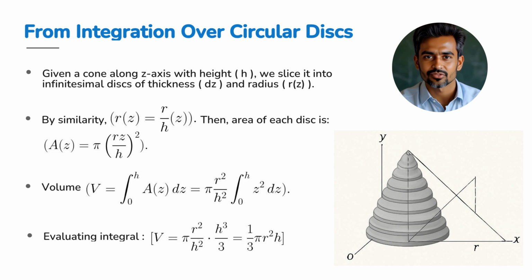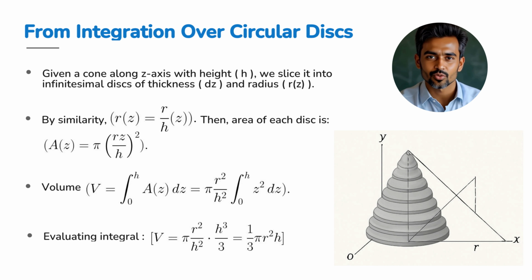Because of similarity of triangles in the cone, the radius at height z is proportional to z. We say r(z) equals r divided by h times z, or the radius at height z equals the total base radius multiplied by the fraction z over h. The area of each disk is the area of a circle: A(z) equals pi times r(z) squared, which becomes pi times (rz over h) squared.